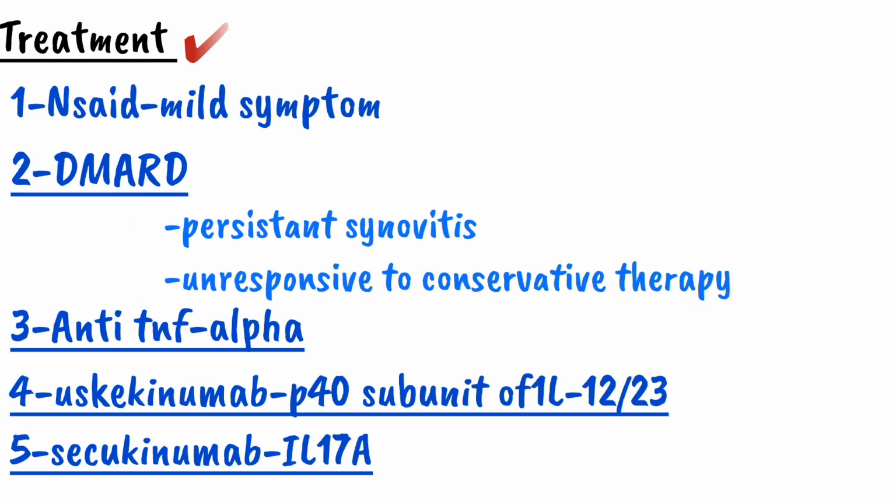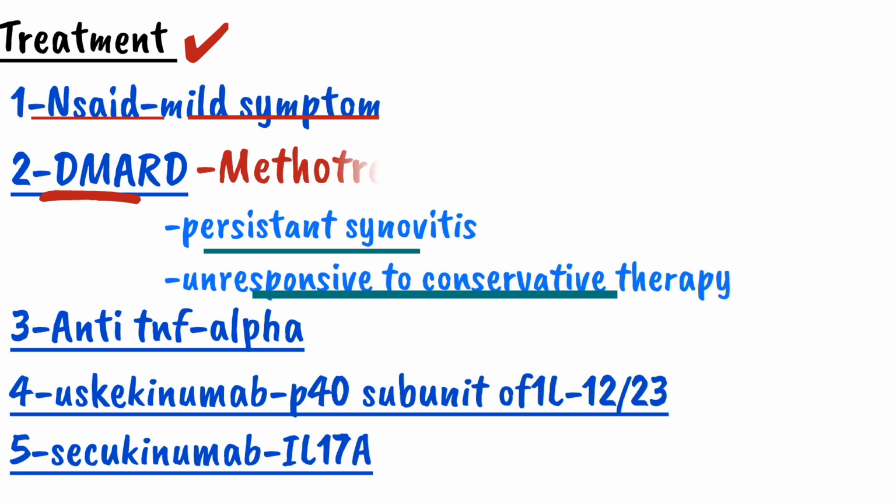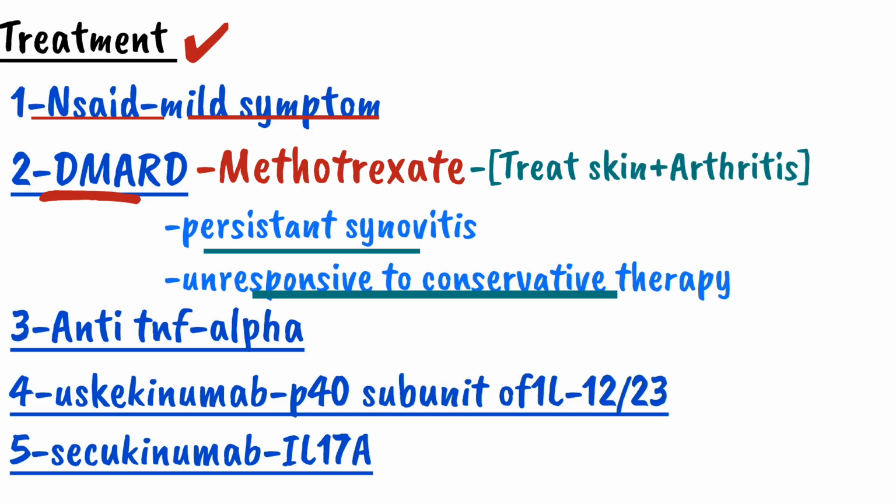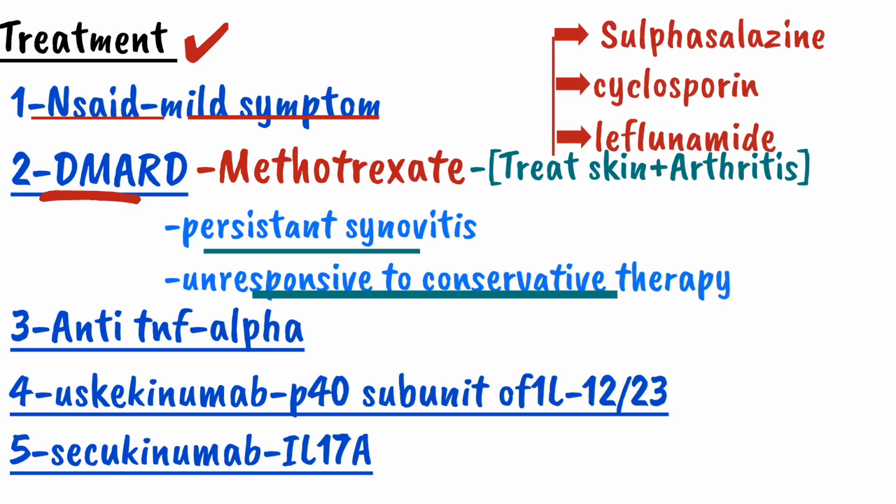Now at last, coming to the treatment of psoriatic arthritis. For mild symptoms, we use NSAIDs. If the patient is not responding to NSAIDs, we replace the NSAID with DMARDs. The DMARD which is most commonly used is methotrexate, because along with the arthritis, methotrexate is beneficial in treating the skin manifestation of psoriatic arthritis. Apart from methotrexate, we can also use sulfasalazine, cyclosporin and leflunomide. But remember that hydroxychloroquine is usually avoided in psoriatic arthritis because it can cause skin exfoliation.